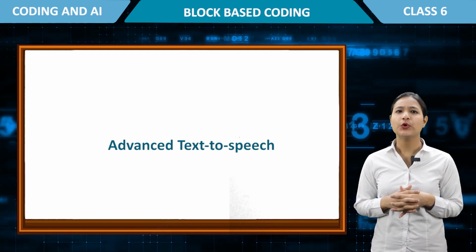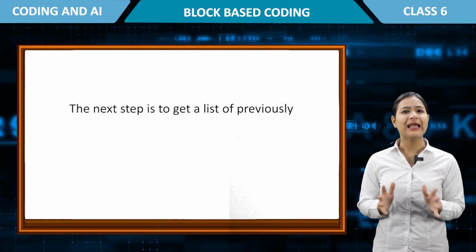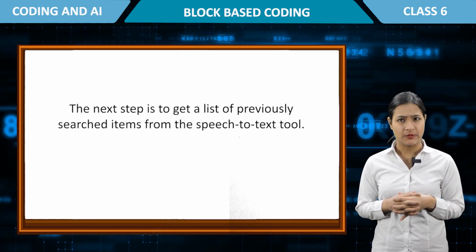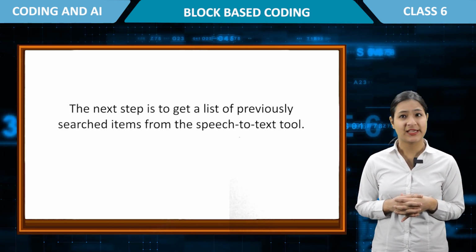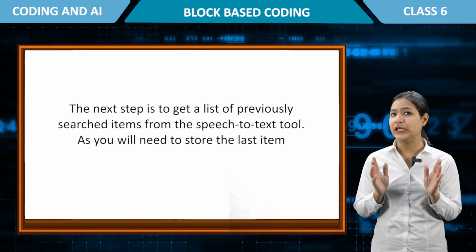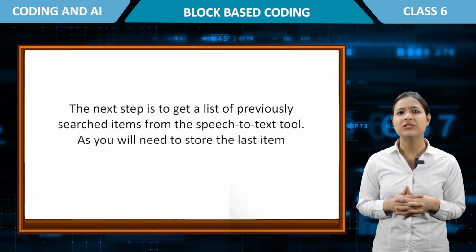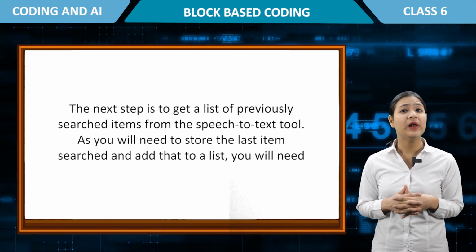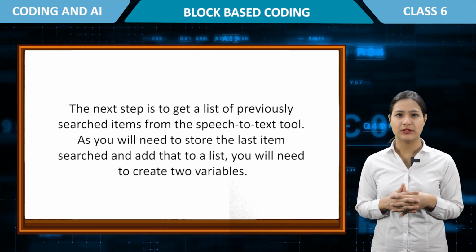Advanced text to speech. The next step is to get a list of previously searched items from the speech to text tool. As you will need to store the last item searched and add that to a list, you will need to create two variables.